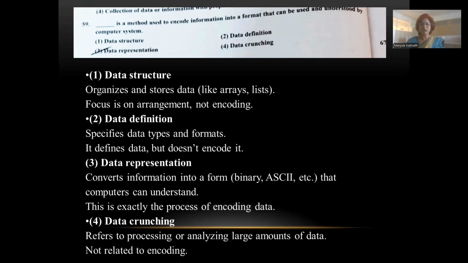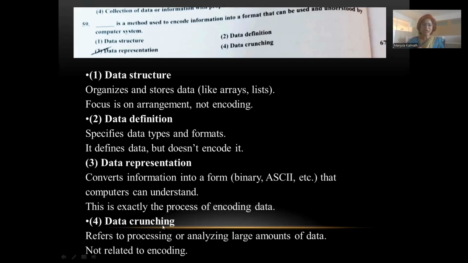If it is an int, it may allocate 2 bytes here. If it is a float, it can go for 4 bytes. If it is a character, 1 byte or 2 bytes of allocation, based on the language I am using here. So data definition specifies the type of the data and the format of the data.